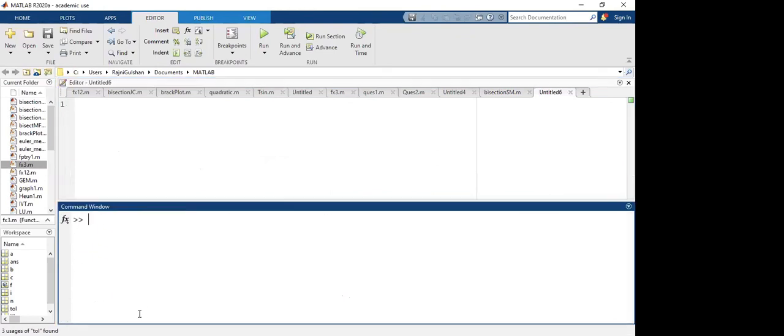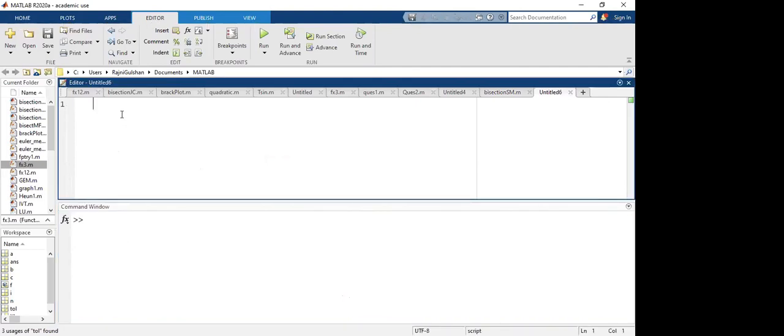So let me clear this command window. Okay. So now we will first make a code for Newton-Raphson method, right? So now you know what is the formula for Newton-Raphson, and the algorithm is simple as we did in the case of bisection method. Similarly, here we will implement the basic commands, right? So let me just start.